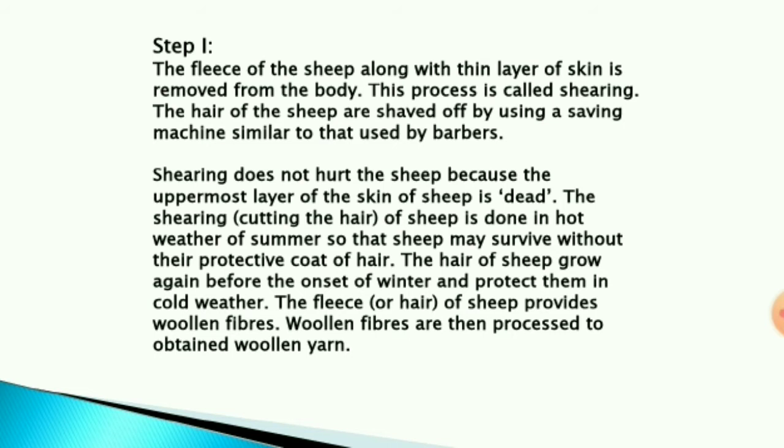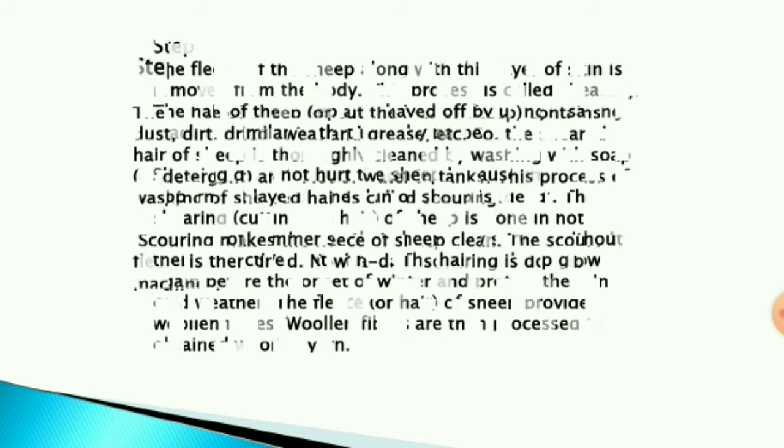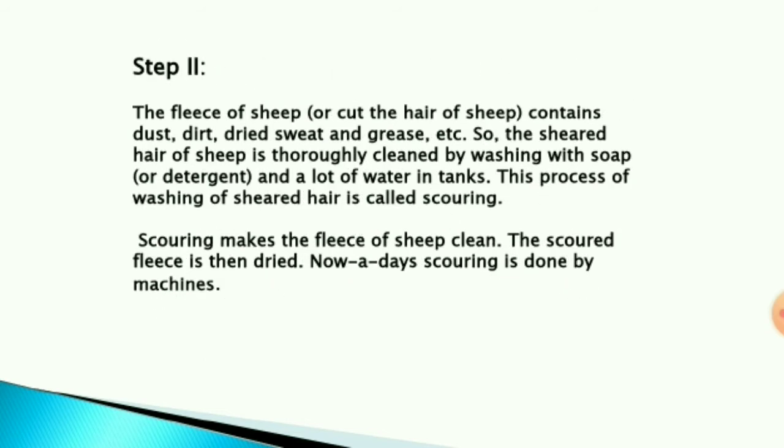The fleece or hair of sheep provides woolen fibers. Woolen fibers are then processed to obtain woolen yarn. Step 2. The fleece of the sheep or cut hair of sheep contains dust, dirt, dry sweat and grease, etc. So the hair of sheep is thoroughly cleaned by washing with soap or detergent and a lot of water in tanks. This process of washing of sheep hair is called scouring.